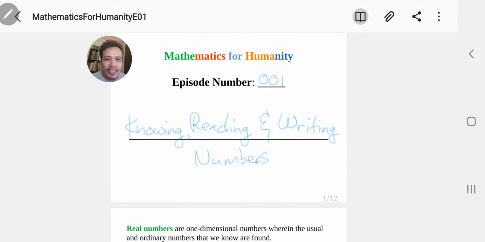Today we'll be dealing with knowing, reading and writing numbers.